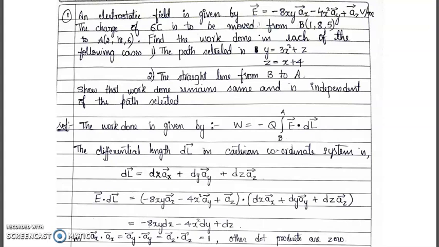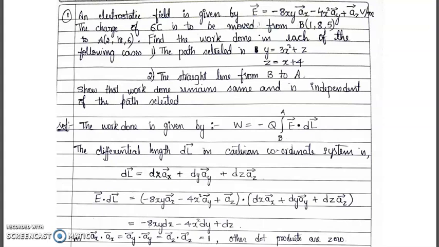The given problem is: an electrostatic field is given by E is equal to minus 8xy ax cap minus 4x square ay cap plus az cap volt per meter. The charge of 6 coulomb is to be moved from B (1, 8, 5) to A (2, 18, 6). Find the work done in each of the following cases. First case is the path of the movement of the charge is given by y is equal to 3x square plus z and z is equal to x plus 4.